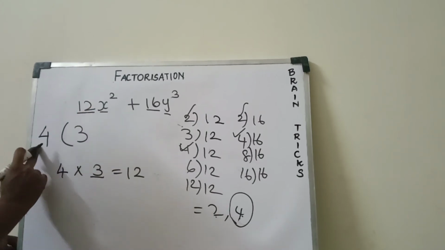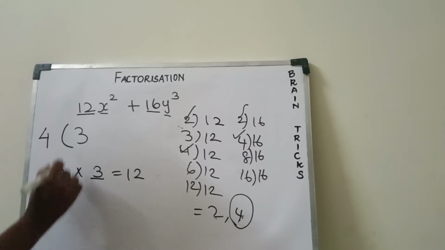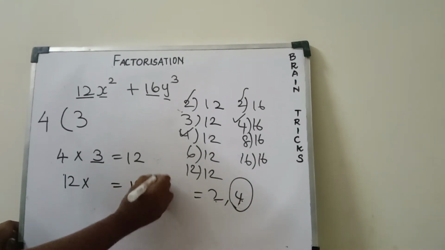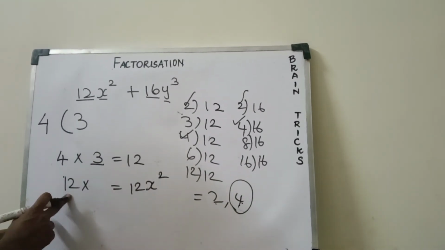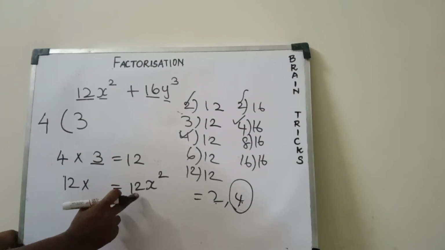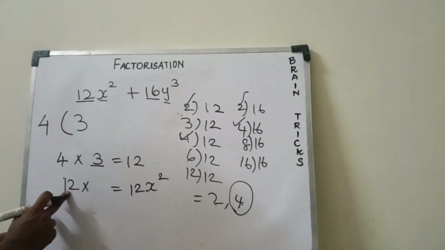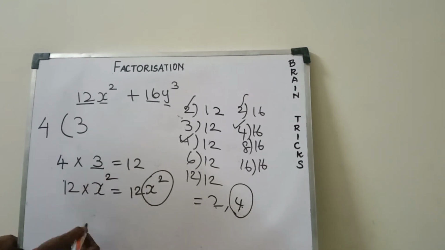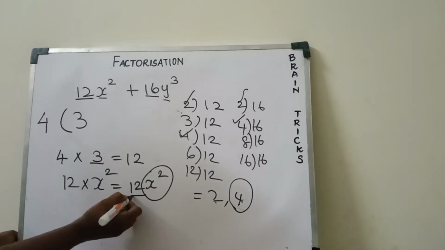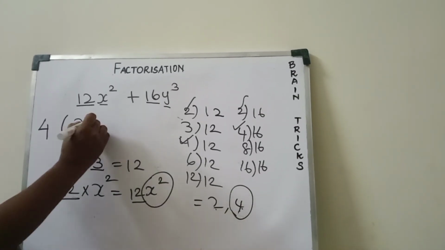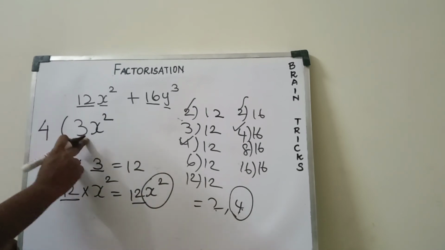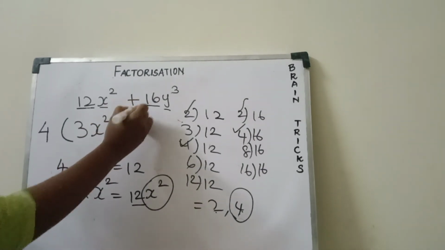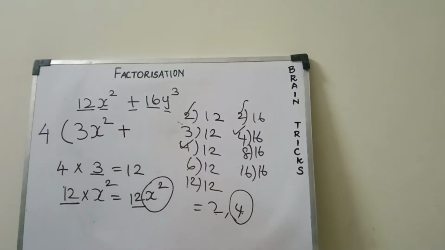Next move to the variable part. Here I have only 4. So what variable I have to multiply to get 12 x power 2? Because we have only the numerical value 12, we have to multiply x power 2. So I am just writing x power 2. Now multiply both terms. 4 3s are 12. Next x power 2. Clear? Next I have plus symbol. I just drop the plus symbol.